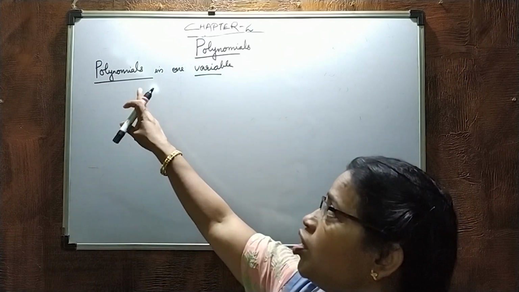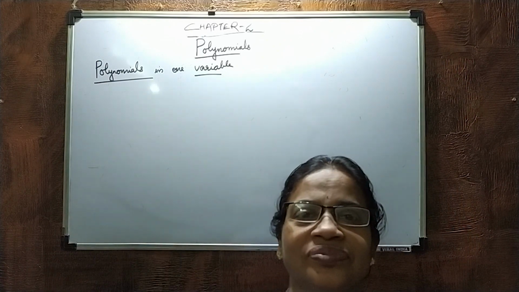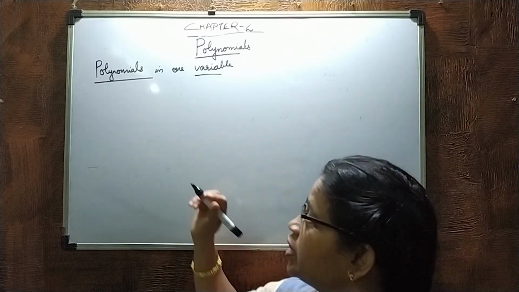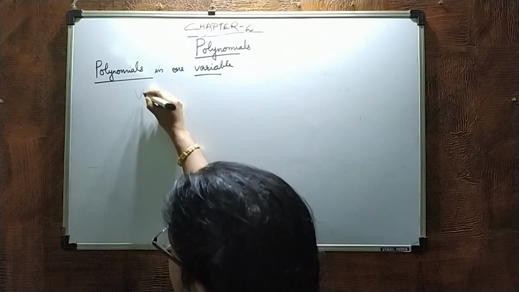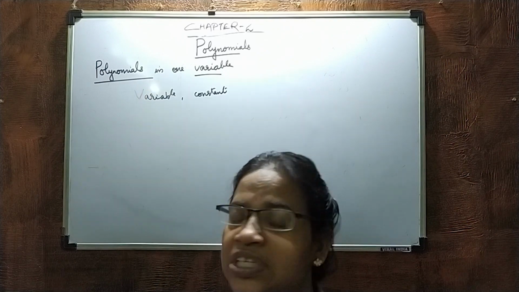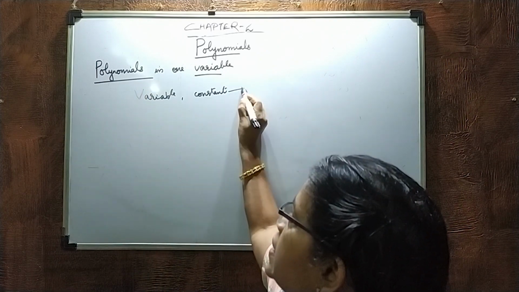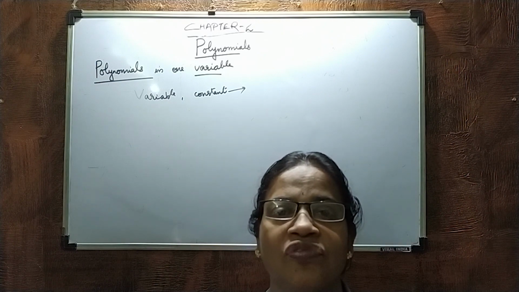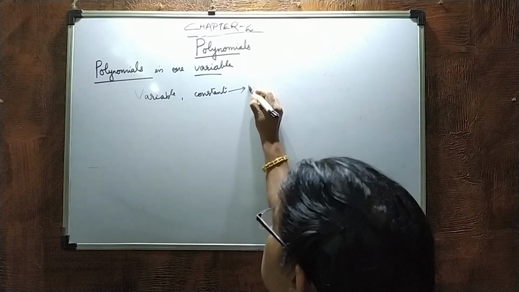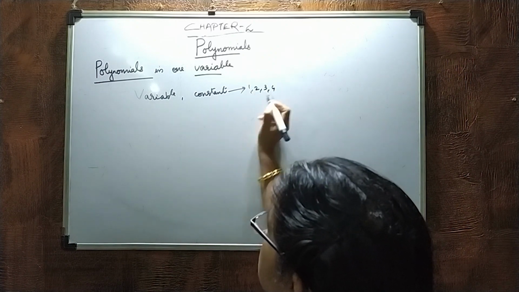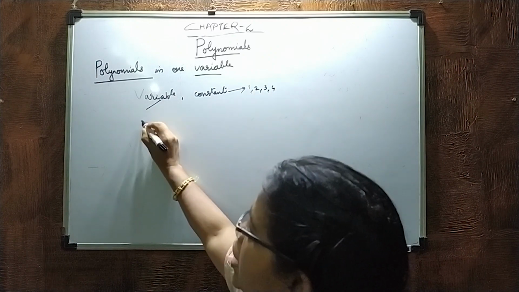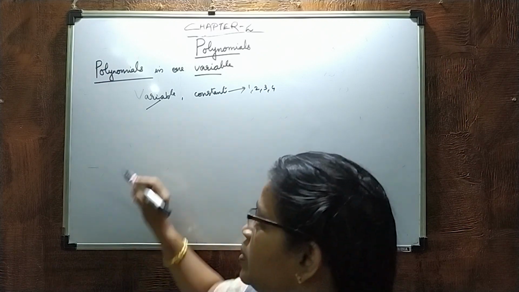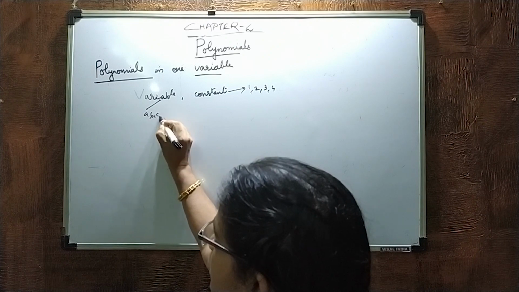The topic is polynomials in one variable. You have to think about what a variable is. First we will think about variable and constant. Constants are always numbers, like 1, 2, 3, 4, etc. Variables are alphabets, A, B, C, D, etc., till Z.